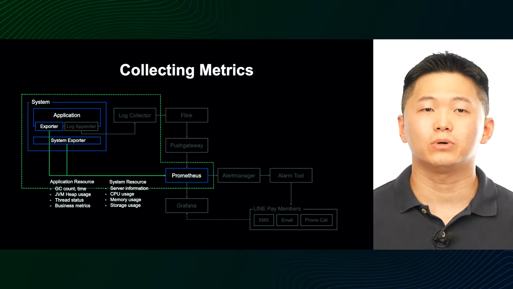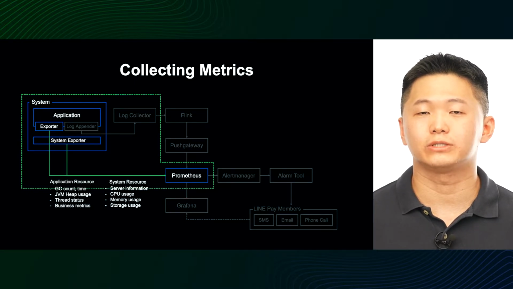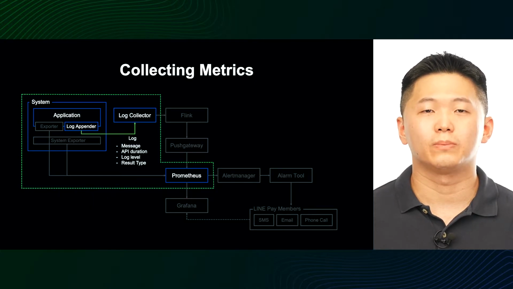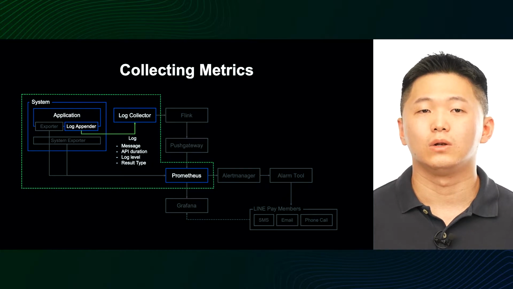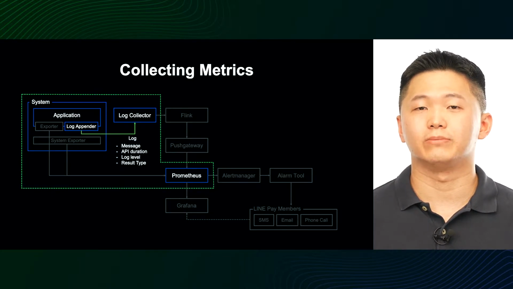And Application Exporter exposes application resources like garbage collection or thread status. Also, business metrics are exposed by Application Exporter. And then the metrics are saved in Prometheus. And the logs of the application are sent to the log collector by the log appender. Log appender is our own library to help send the logs without changing code. We just need to add the library and write some XML file.